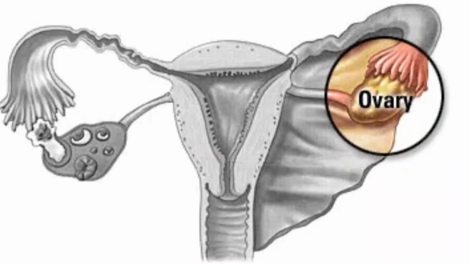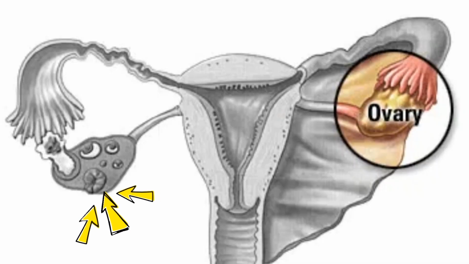So the first part, the structures. A woman is born with 2 ovaries, one on the left and one on the right. And inside these ovaries are little structures called the follicles. And inside these little follicles are the eggs. So a woman is born with all the eggs that she will ever need in her lifetime.